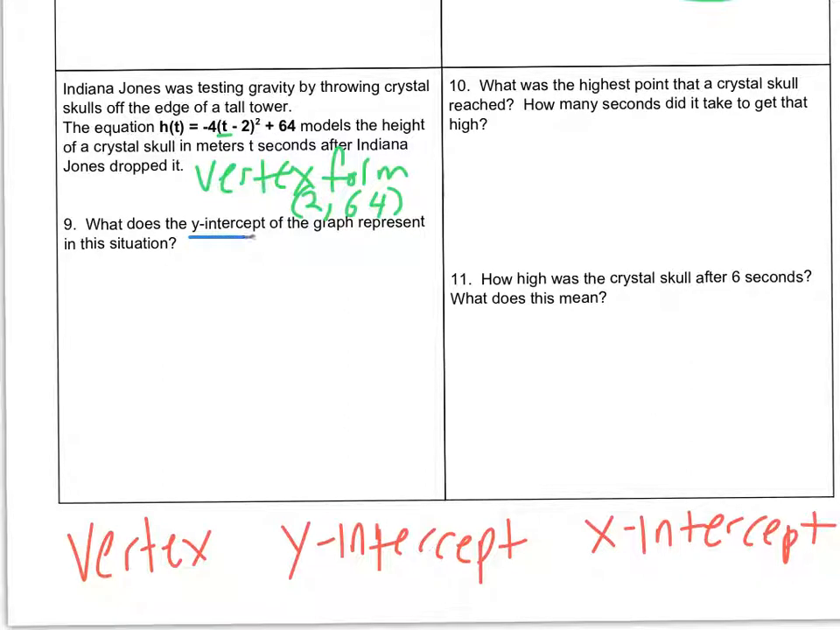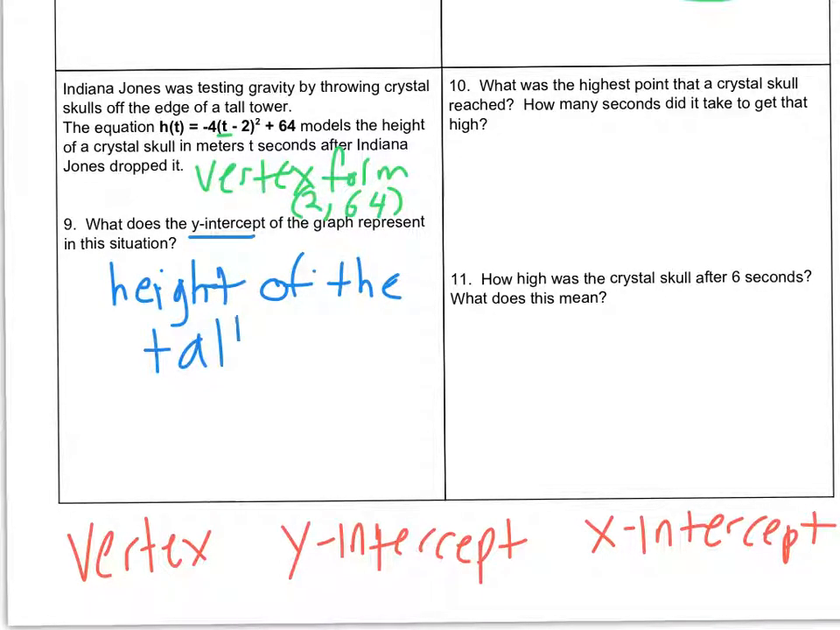Okay, this is kind of going directly for this. What does the y-intercept of the graph represent? We've talked a lot about the y-intercept is the height at the start, so maybe the height before the crystal skull is thrown, so maybe off the edge of the tall tower, because that's where Indiana Jones is standing throwing these crystal skulls.